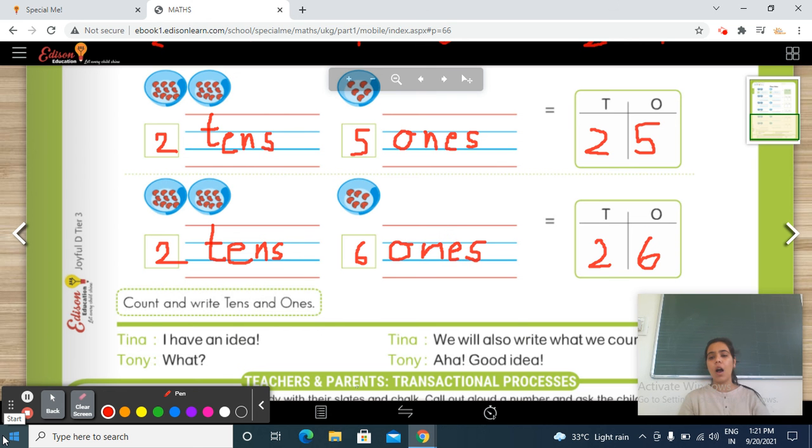Is that clear to you all? So that's all your maths work. You have to complete it and then send it on time. That's it for today. We will meet in our next session with a new worksheet. Till then, you all have to revise your concepts. If there is any doubt, you can ask me anytime.